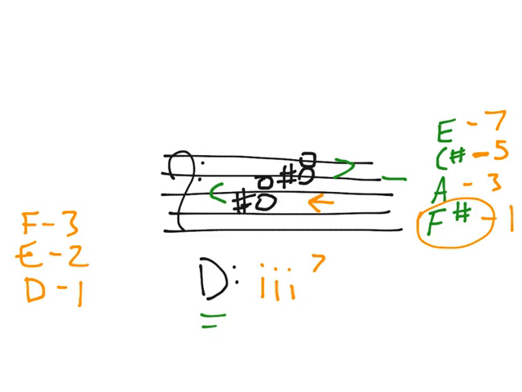When the 5th is in the bass, let me get my eraser out. My inversion symbol is 4-3. Again, it's just memorization. So, lowercase 3, 4-3.